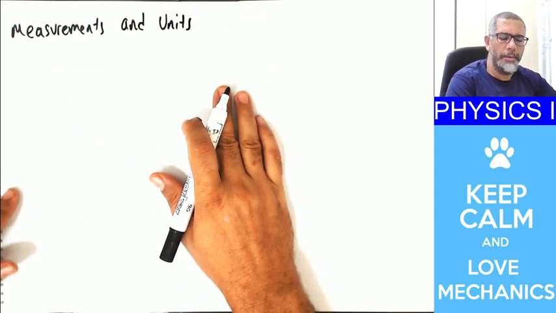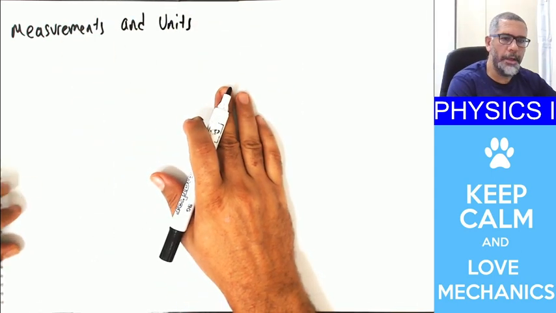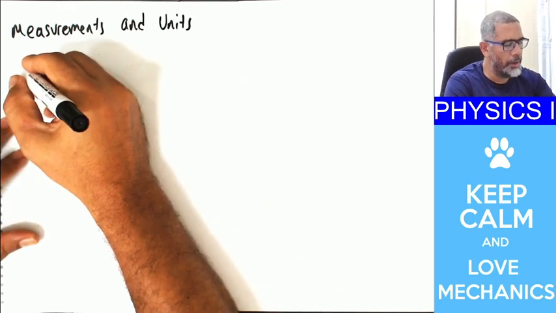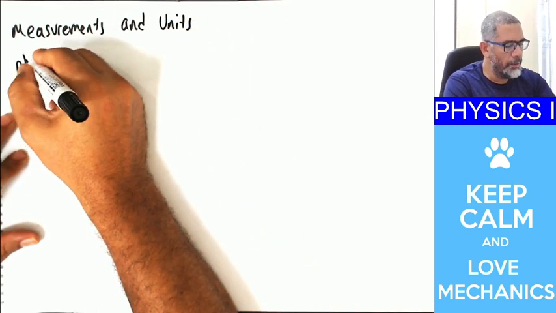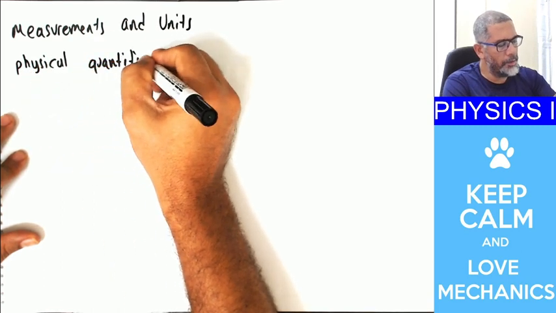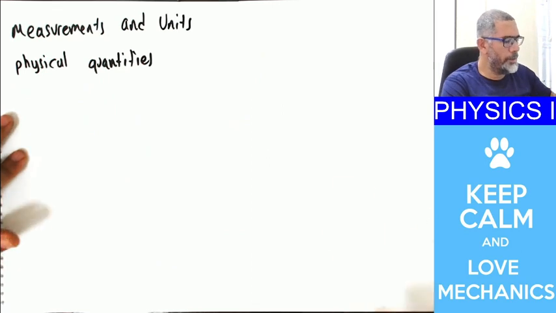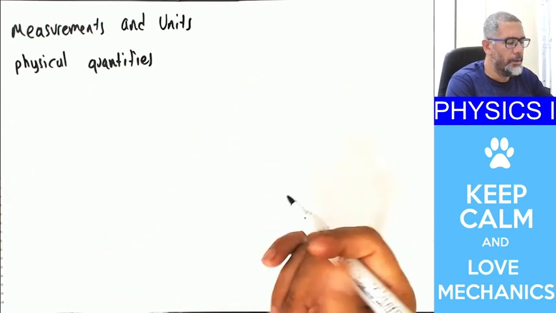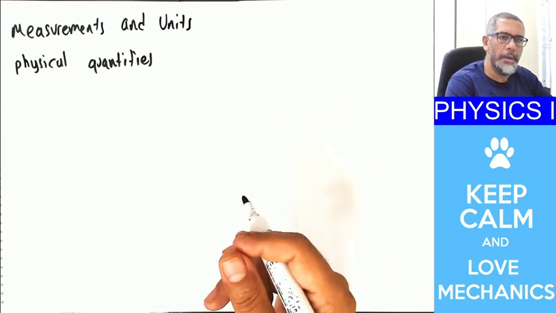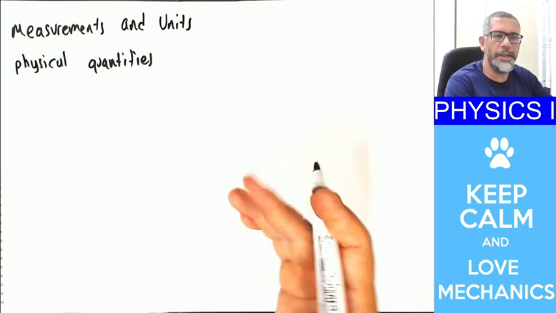Physics is an experimental science, so that means without measurements there is nothing to do with physics. First of all, physics deals with physical quantities. So let me talk about physical quantities. What are physical quantities? Let me give some examples like length, speed, time, or force. These are all physical quantities.